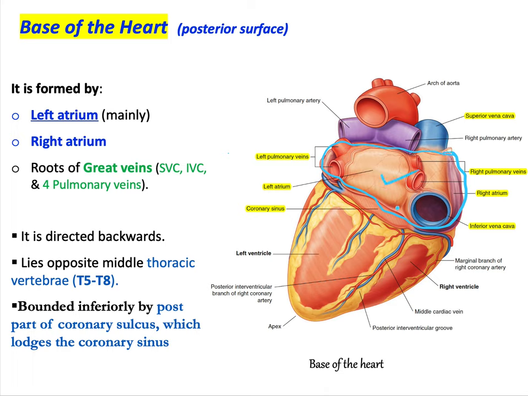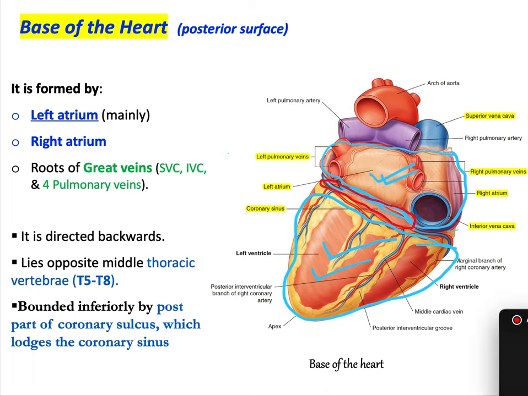You know, the base of the heart is separated from the diaphragmatic surface of the heart. This is the diaphragmatic surface. That means this part of the heart is located against the diaphragm. Anyway, the base of the heart is separated from the diaphragmatic surface by a sulcus, known as the coronary sulcus. There are a couple of structures in this sulcus.